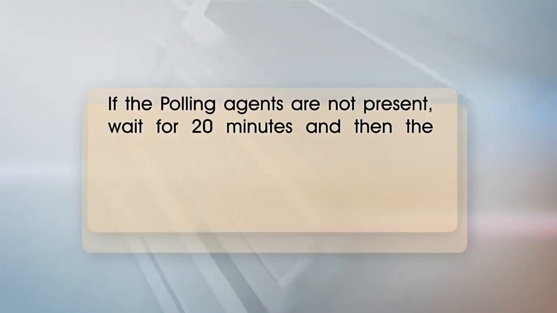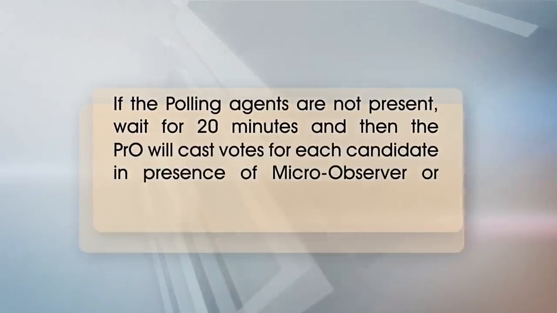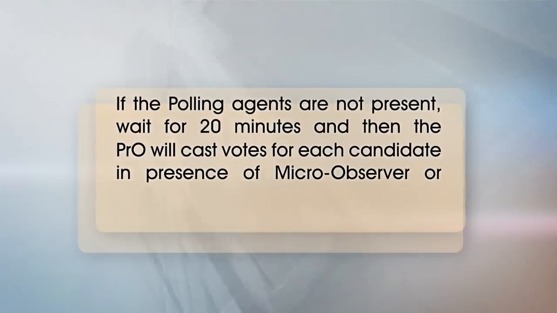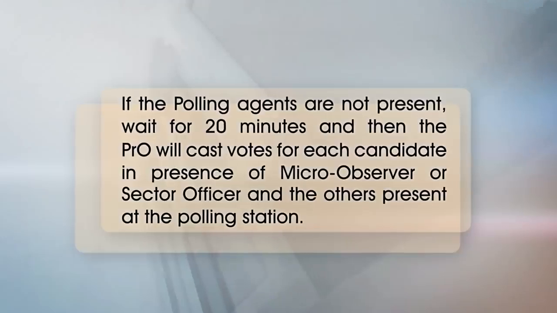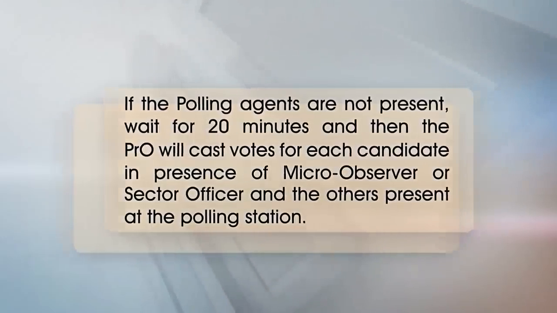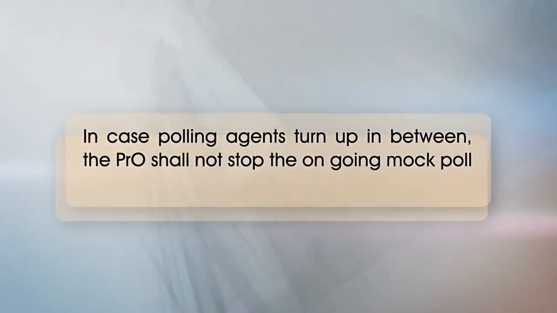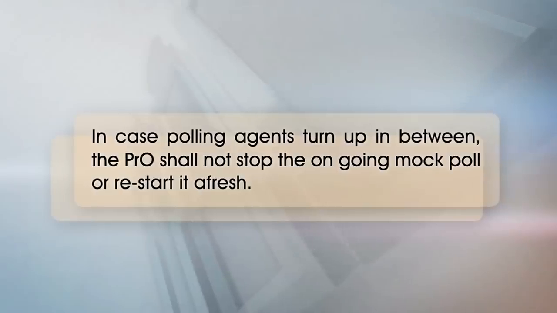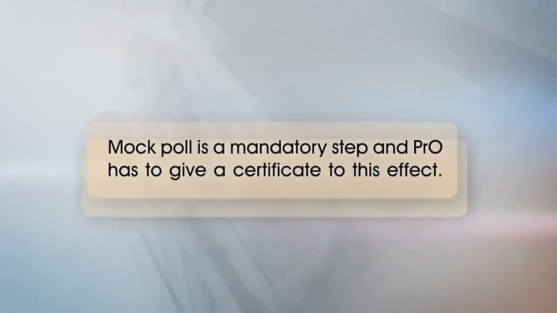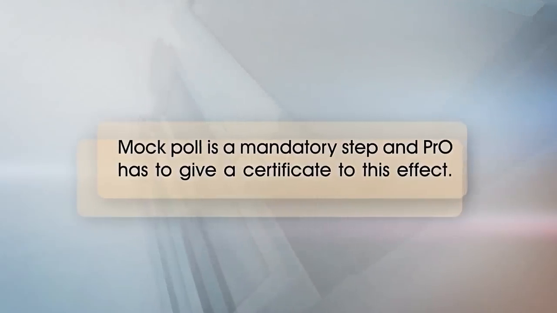If the polling agents are not present, wait for 20 minutes and then the PRO will cast votes for each candidate in the presence of the micro-observer or sector officer and the others present at the polling station. In case polling agents turn up in between, the PRO shall not stop the ongoing mock poll or restart it afresh. Mock poll is a mandatory step and the PRO has to give a certificate to this effect.